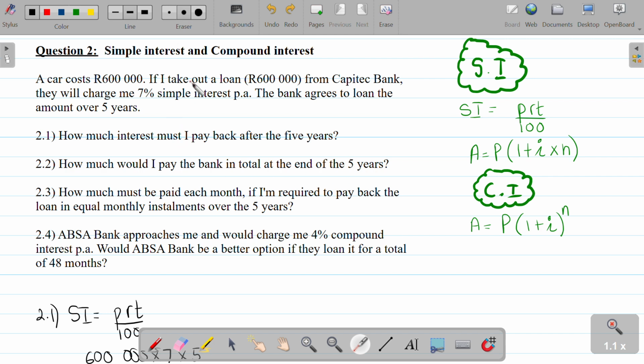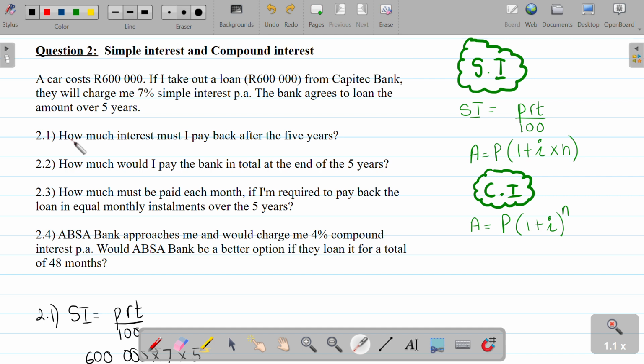then it says if I take out a loan of that amount, the 600,000 from Capitec Bank, they will charge me 7% simple interest per annum. That PA stands for per annum, it means per year. So 7% at simple interest per year. And it says the bank agrees to loan the amount over 5 years. Okay, so that's our story. So let's look at the questions.